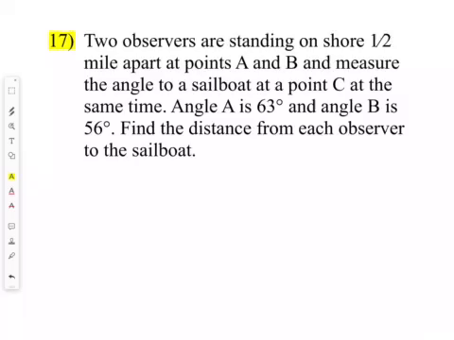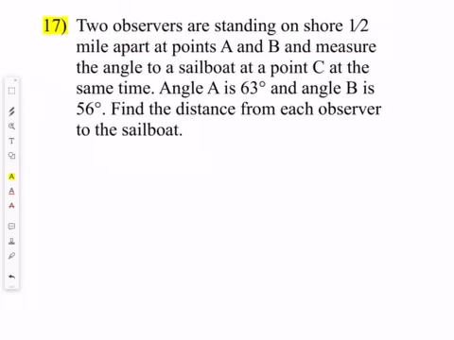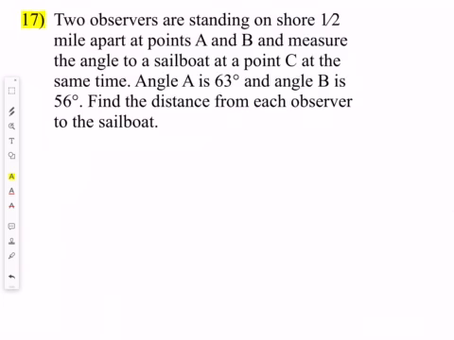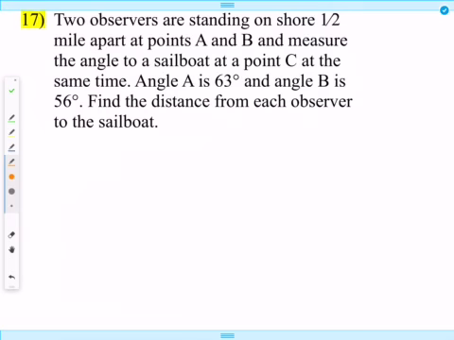Okay, here we go with our last two problems that I'm going to work out from the study guide. So this one is one of your favorites. It's a word problem. Number 17: two observers are standing on shore half a mile apart at points A and B and measure the angle to a sailboat at a point C at the same time. Angle A is 63 degrees and angle B is 56 degrees. Find the distance from each observer to the sailboat.